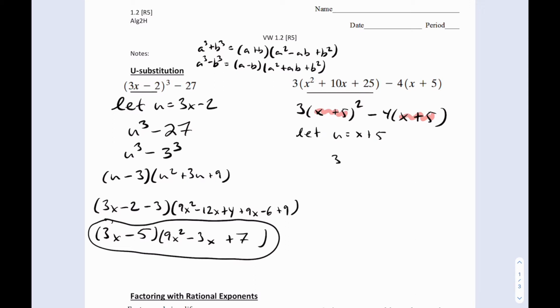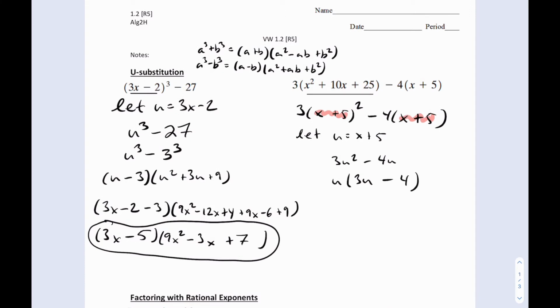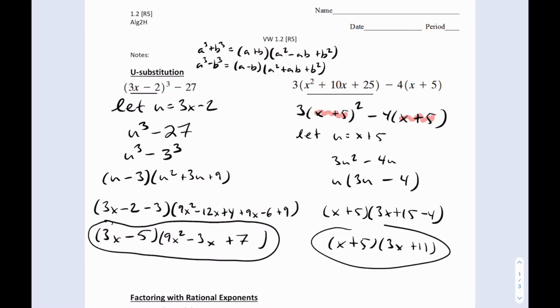So now I have 3u squared minus 4u. I can factor out u. Notice how this one's a lot easier than the last one. And plug it back in. So u is x plus 5. 3u, that would be 3x plus 15 minus 4. And look at that. We're factoring, or our factorization is done. 3x plus 11. Okay, so there's our first example with u substitution.